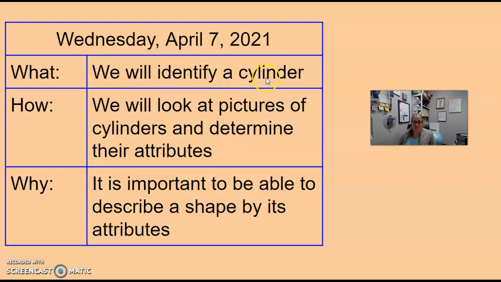Today we will identify a cylinder, so we're going to learn about a new 3D shape today. We will look at pictures of cylinders and determine their attributes. And why are we going to do this? Well, it's important to be able to describe a shape by its attributes.